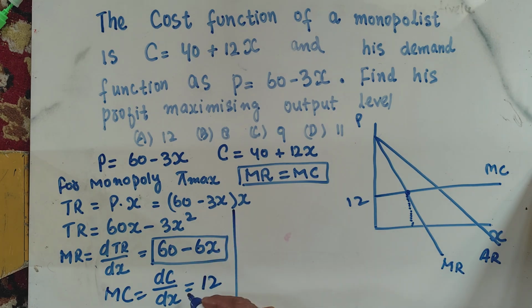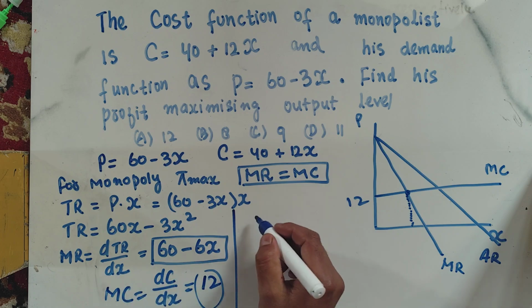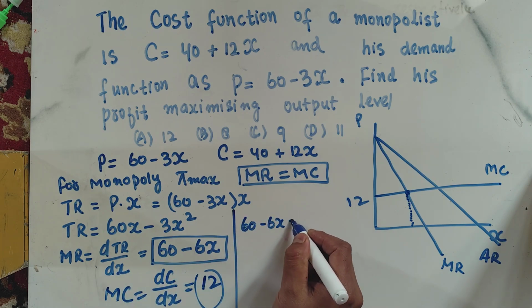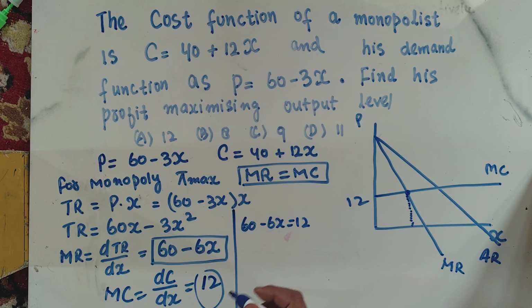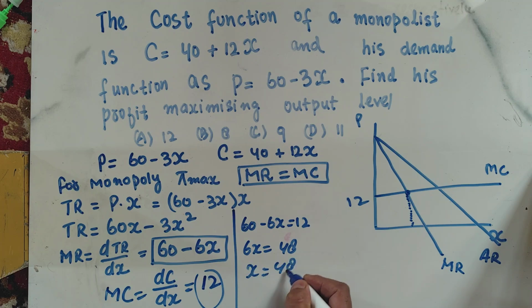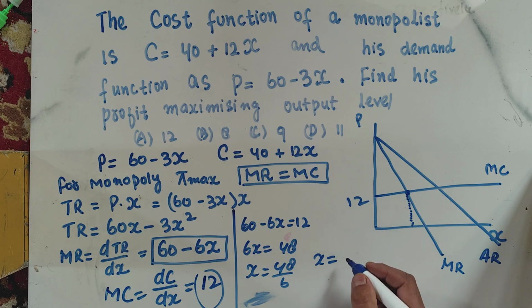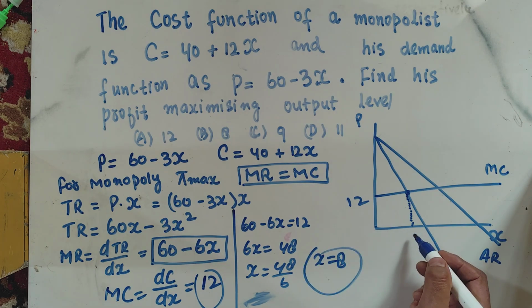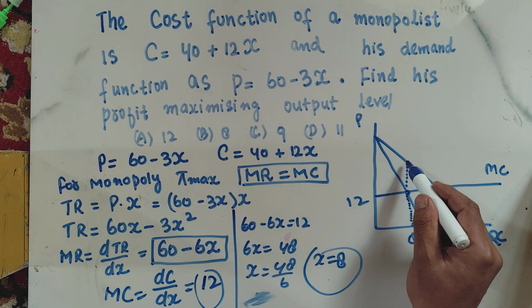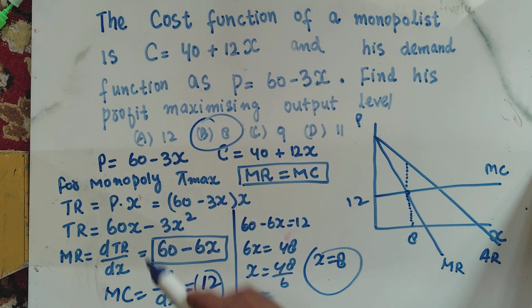So equating marginal revenue with marginal cost, 60 - 6x should be equal to 12, which is our marginal cost. So we can write 6x = 60 - 12 = 48, or x = 48/6, so x will be equal to 8, since 6 8s are 48. So profit maximizing level of output will be 8 units. So here the correct option should be option B.